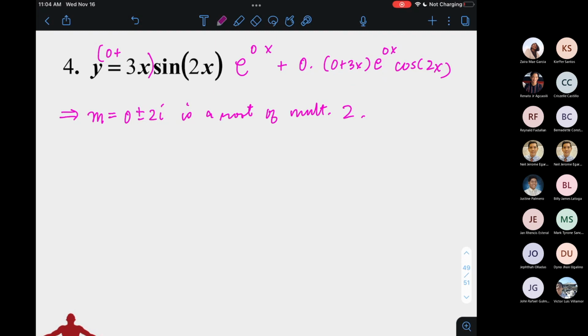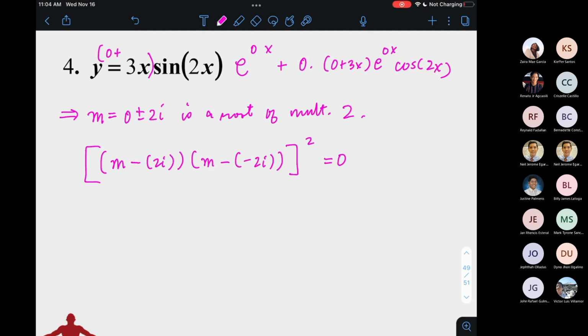Alright? So that means here, magkakaroon tayo ng m minus 2i times m minus negative 2i. Tapos saka-square pa yan kasi multiplicity 2 sila dapat. Tapos ito yung naka-equal kay 0. Ito yung ating characteristic equation. So m minus the roots, tapos multiplicity 2.